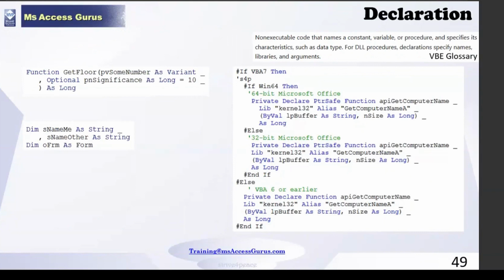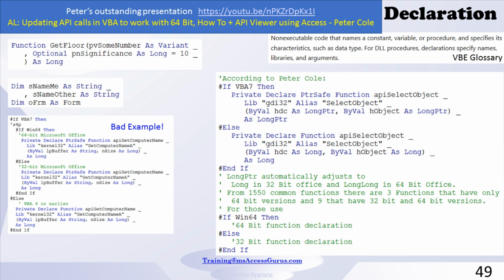Right. Yeah, the Win64, you don't need that. That code there would run in 32 or 64-bit. If you have updated the declarations to use LongPtr where required, then you also don't need the Win64 because it will adjust automatically the variable to 32-bit if it's running on a 32-bit Office, and 64-bit if it's running on 64-bit. So only in, I think it's 13 out of 1,500 odd declarations do you actually need that Win64 compiler directive.